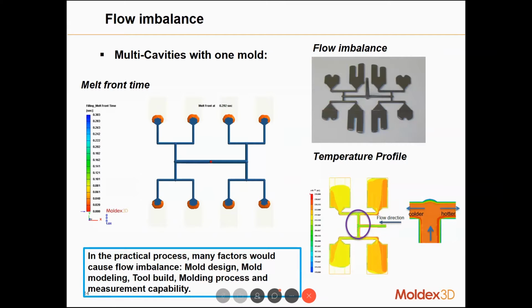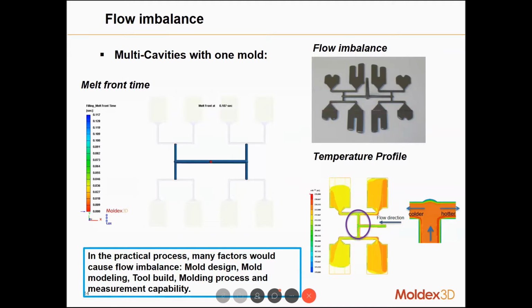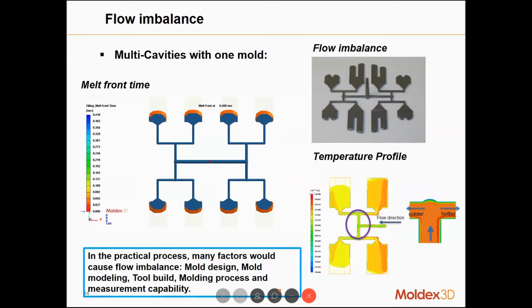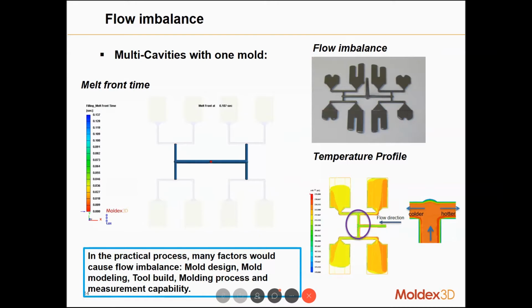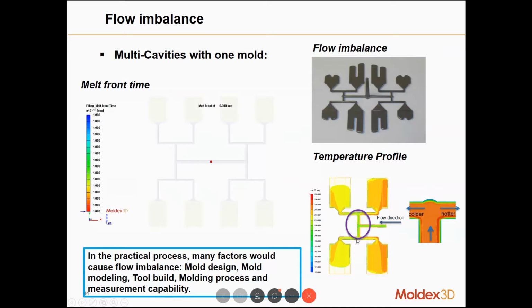And to utilize the animation of the melt front time, we can also check if the cavity has a flow imbalance problem or not. Flow imbalance is caused by many reasons. For the theory explanation, the difference in flow length will cause the flow imbalance, and the diversity of the resin temperature in the runner are the two main reasons to cause the flow imbalance.